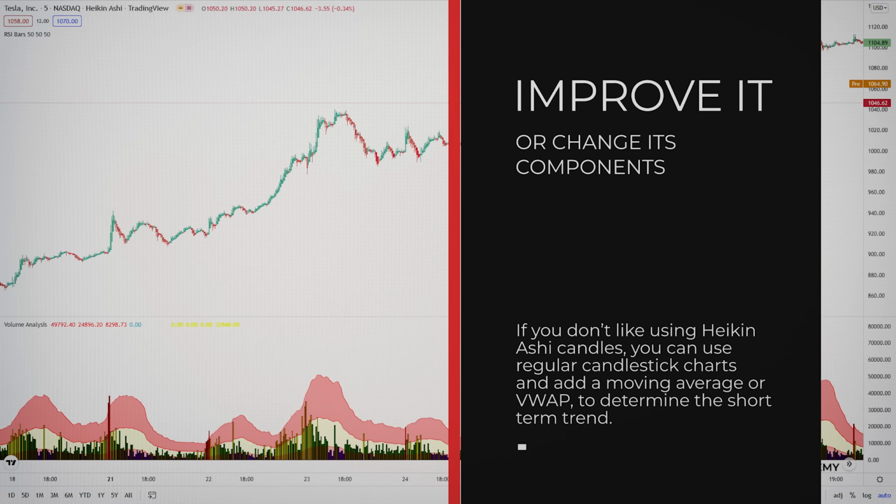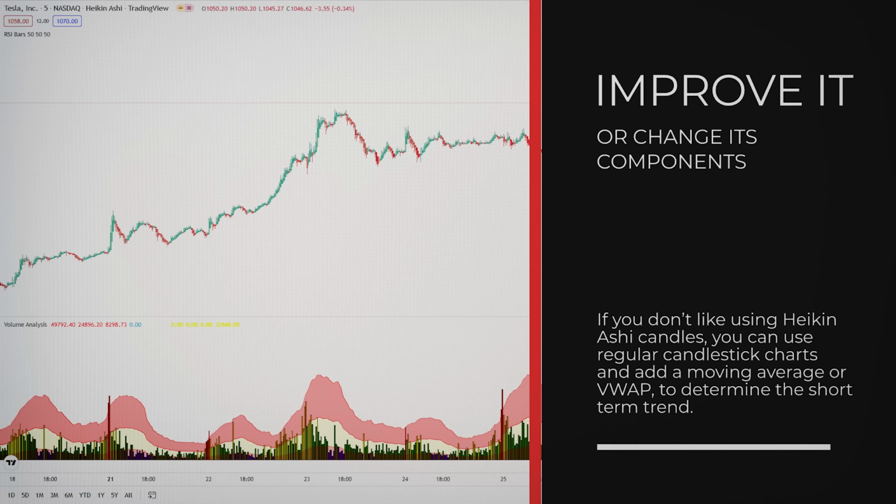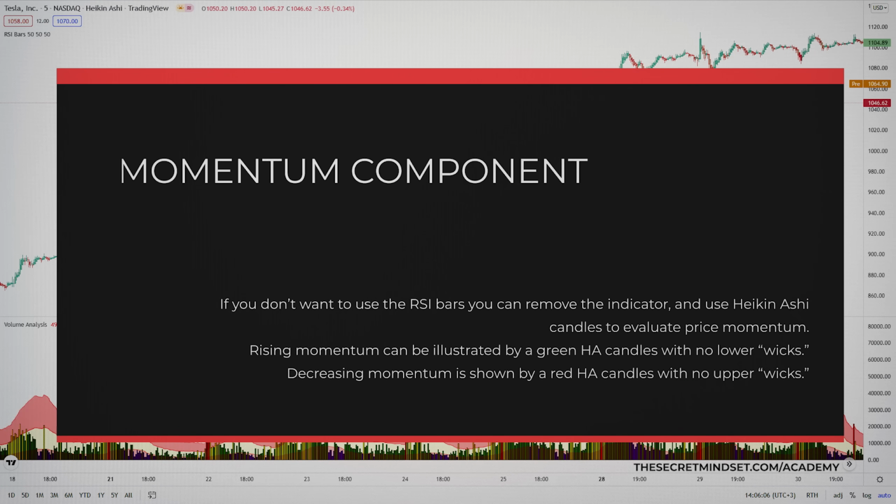You can improve the strategy as you wish. If you don't like using Heikin Ashi candles, you can use regular candlestick charts and add a moving average or VWAP to determine the short-term trend. If you don't want to use the RSI bars, you can remove them, because Heikin Ashi candles can also show price momentum if you are analyzing the wicks. Rising momentum can be illustrated by green Heikin Ashi candles with no lower wicks. Decreasing momentum is shown by red Heikin Ashi candles with no upper wicks.